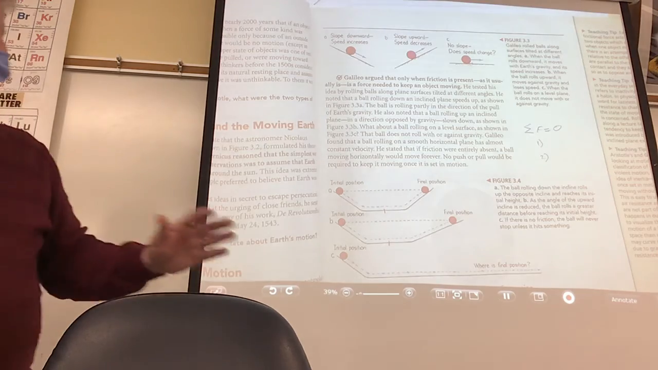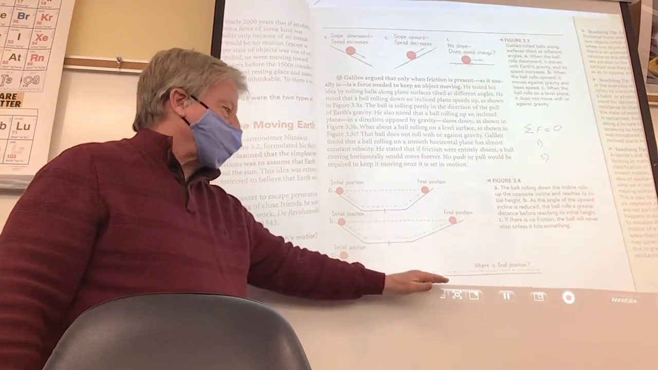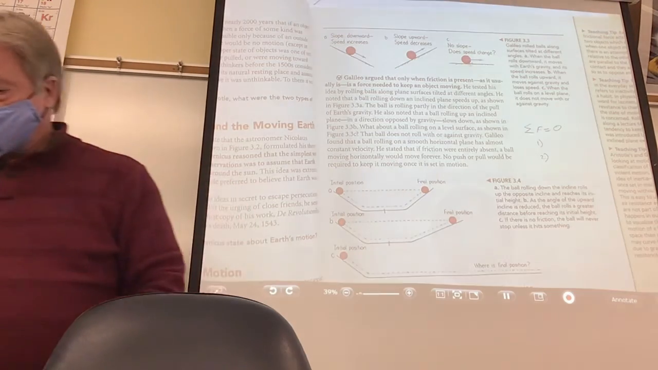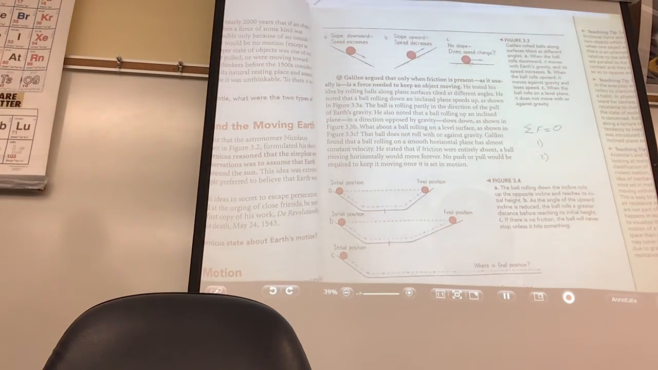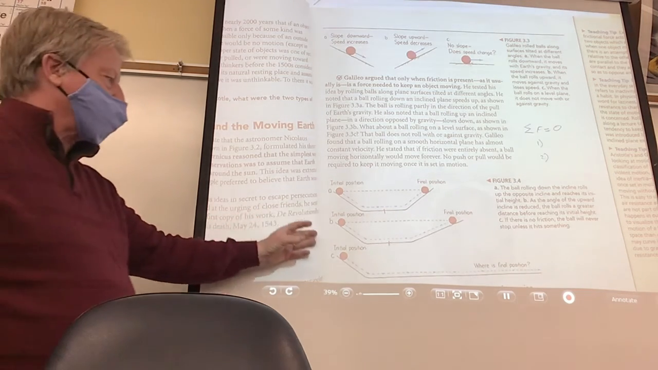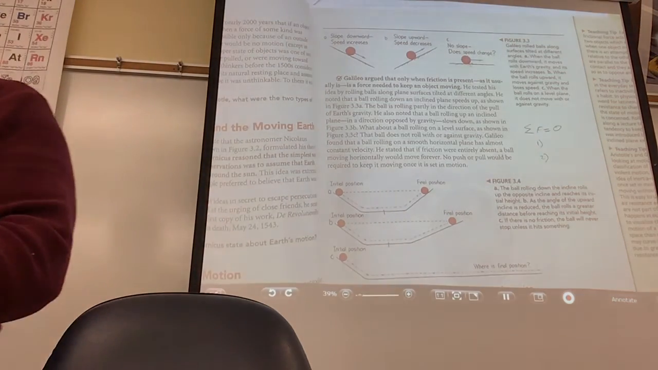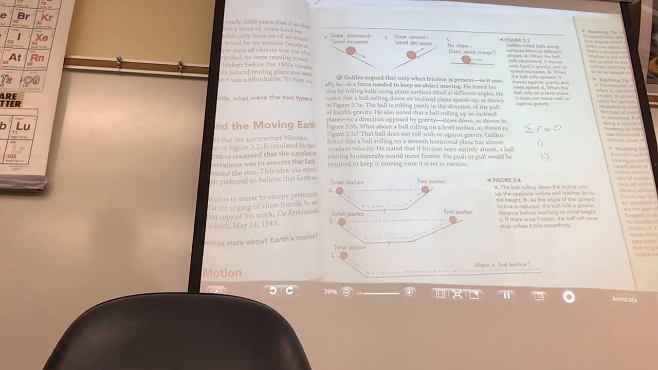And then he said, let's replace this ramp with this one. Now tell me when the ball is going to stop. It doesn't stop until it reaches the original height, right? So what's it going to do? What has a tendency to do? To keep moving at a constant speed in a straight line forever.